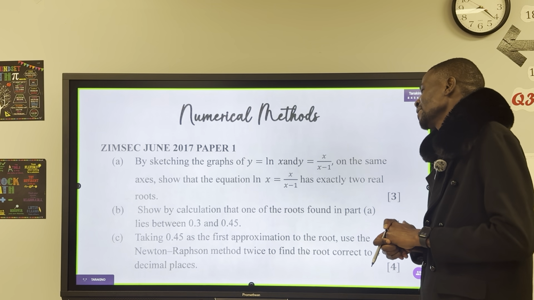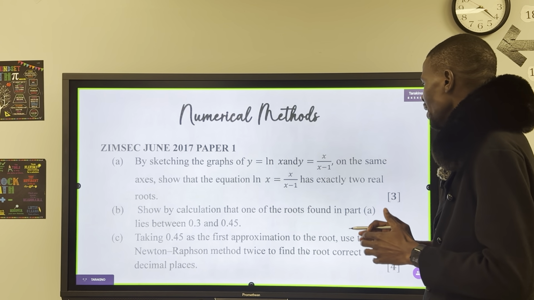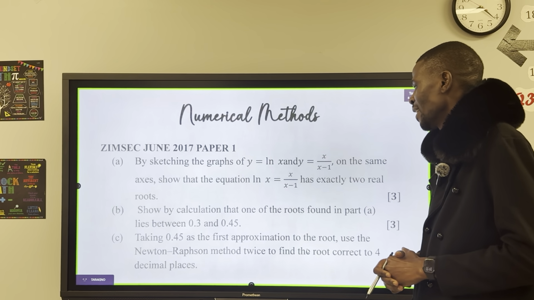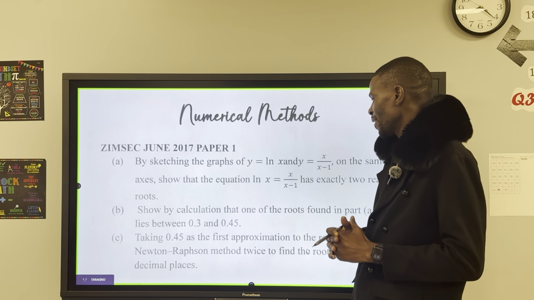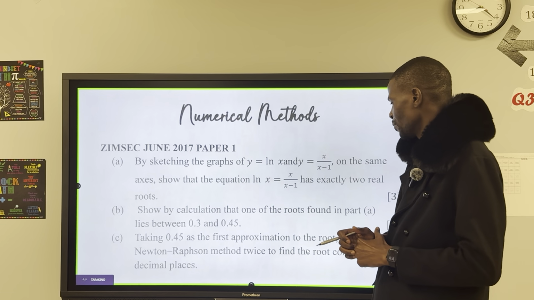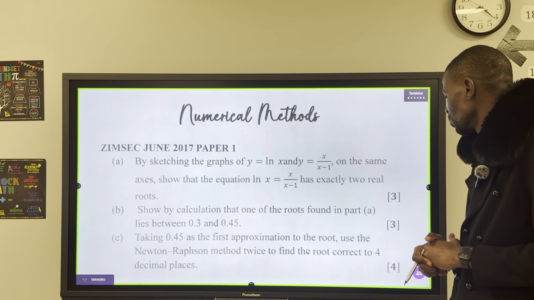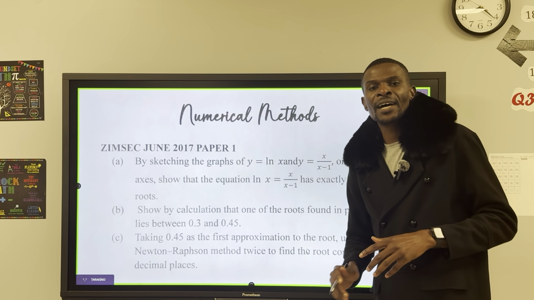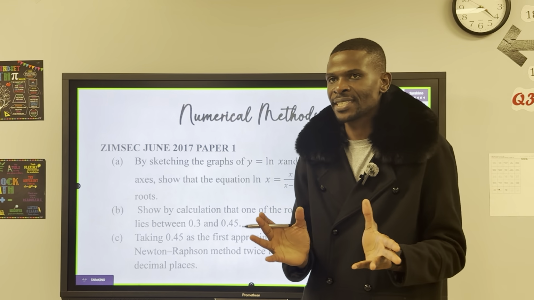Show by calculation that one of the roots found in part A lies between 0.3 and 0.45. Then taking 0.45 as the first approximation to the root, use the Newton-Raphson method twice to find the root correct to 4 decimal places. All right, so guys, we can make some annotations here so that it makes sense.